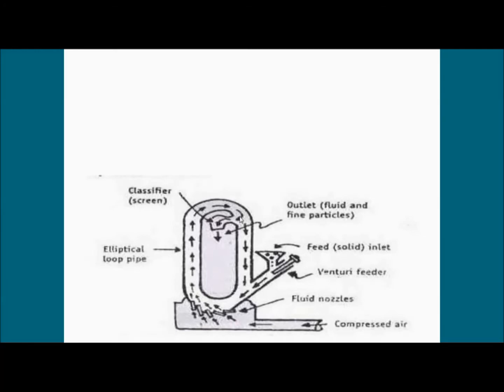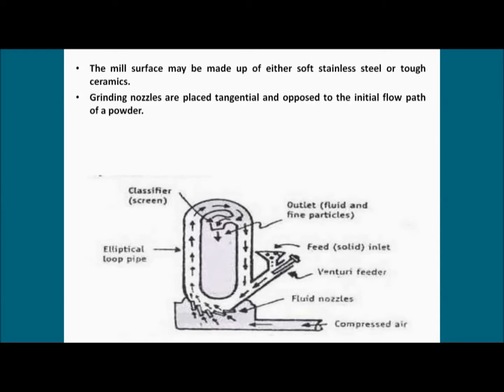After reaching a certain point, the fine particles, those which have already been reduced in size or ground, will come and settle here, and the air will escape from here. The remaining particles which still need to be ground, by virtue of their weight, will again come in this direction. So here the feed is given continuously, and here the compressed air is supplied. So this is the construction. The mill may be made of soft stainless steel, or sometimes of tough ceramics. Right?